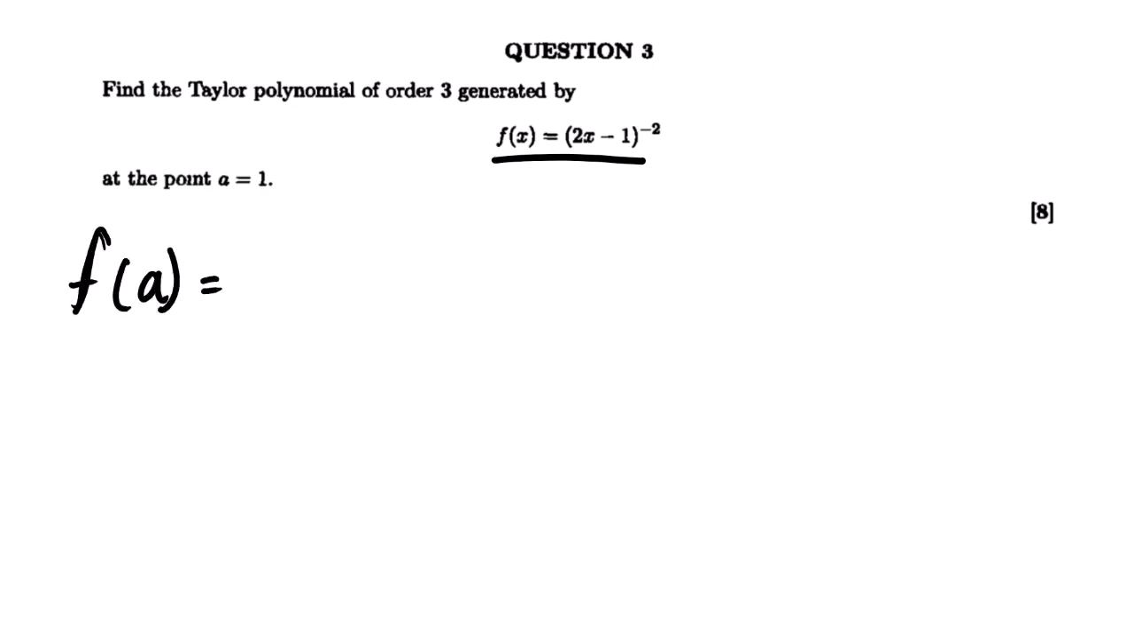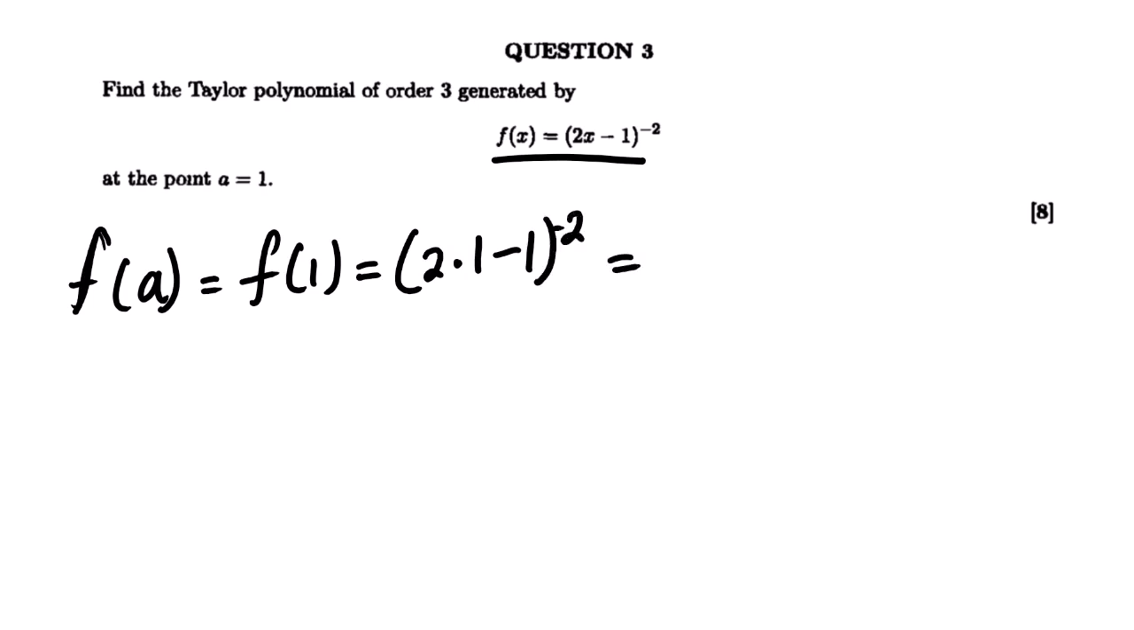f of a, which is equals to, where we see x, we substitute by our point, raised to the power negative 2. Simplifying this, we are going to have 1 inside the bracket. 1 raised to the power negative 2 is 1. So we found our first term.